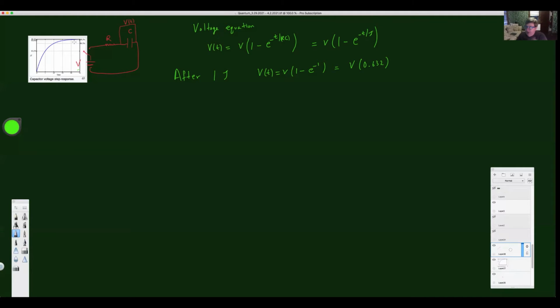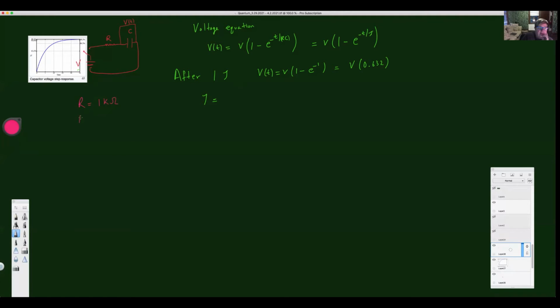So if you wait for 5 tau, let's calculate tau. So let's just have an example where our R, I'm going to get my red again, so let's say we have R equal to 1 kilo ohm.